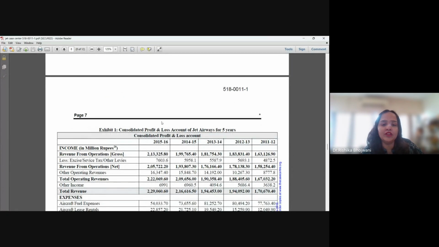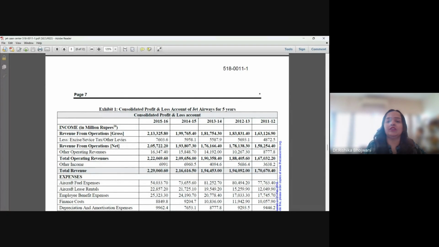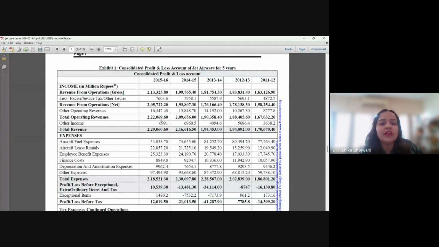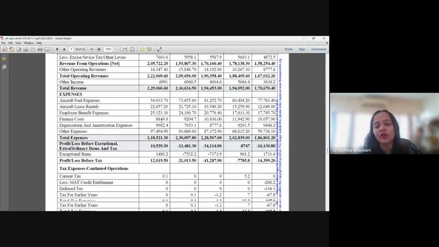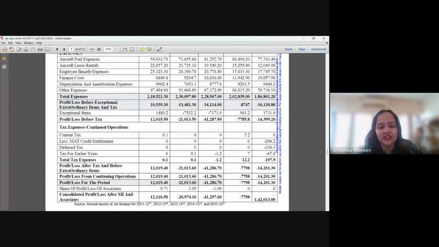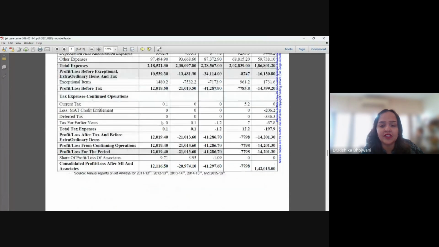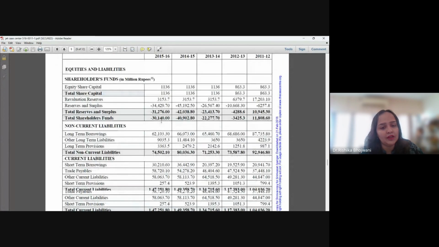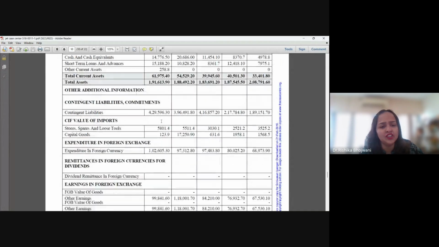And now coming to the next part, exhibits. So we got the 5 years consolidated P&L account of Jet Airways. So put the exhibit. Mostly it will help them to analyze how they were. After reading the case, the students can just see the figures as well. Then we got the balance sheet of the last 5 years, P&L and balance sheet, additional information.